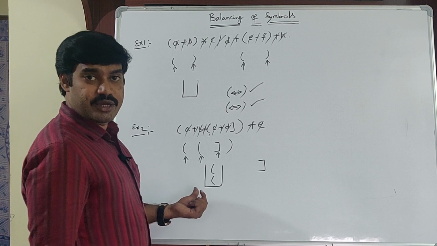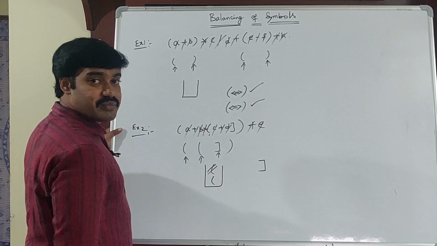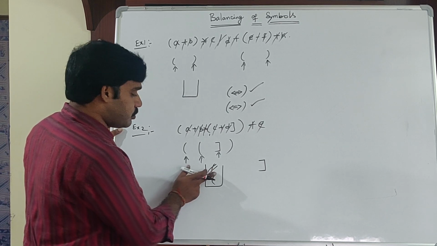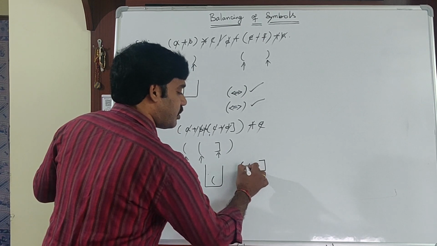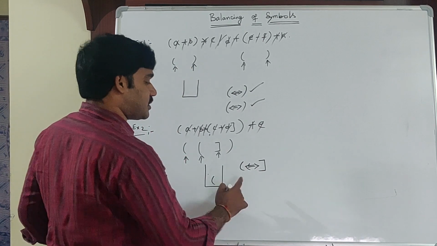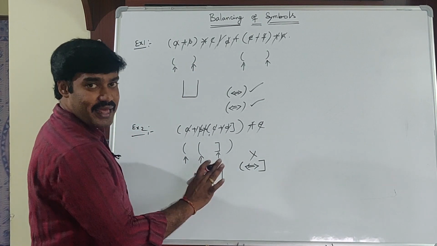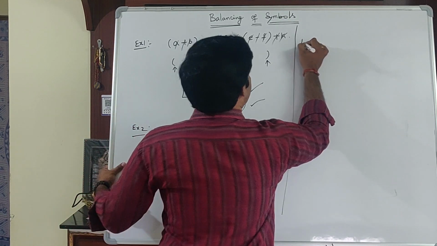Then coming to the second point, else block. Pop an element from the stack data structure. Which element is to be popped out? Topmost element is to be popped out from the stack data structure. Check whether these two symbols are balanced or not. These two symbols are not balanced. That means unbalanced. Coming to the third one is example 3.